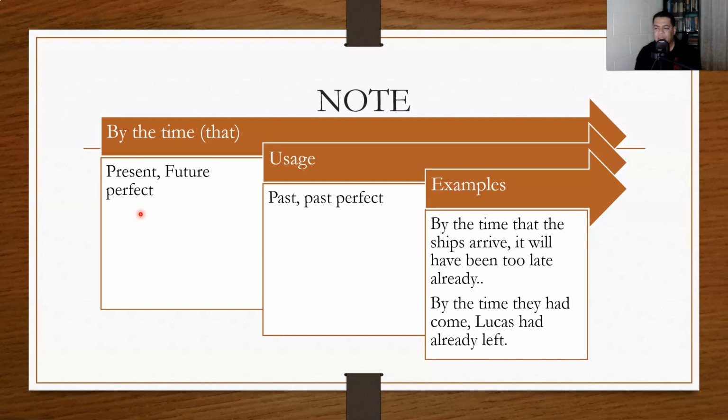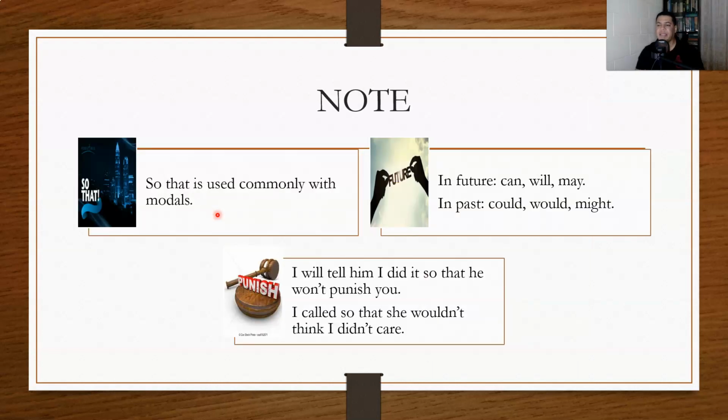So we need to make those changes. We need to play with these tense shifts when we are working with by the time that, right? And these mixtures, these shifts of the verbs, do not necessarily obey these two, right? Like present, future perfect. No, you can use present and simply future. You can use past and past perfect, or you don't necessarily need to use the perfective form either, okay? Just bear that in mind.